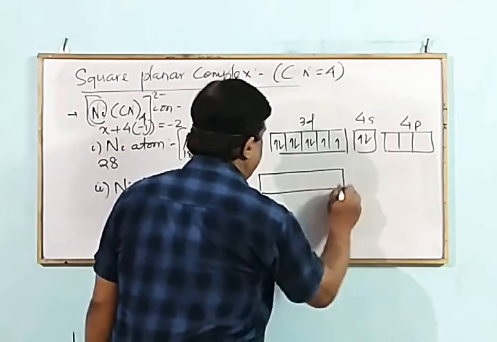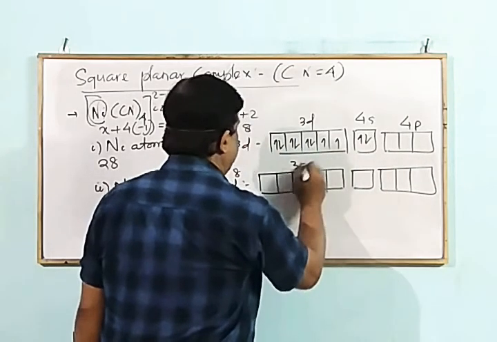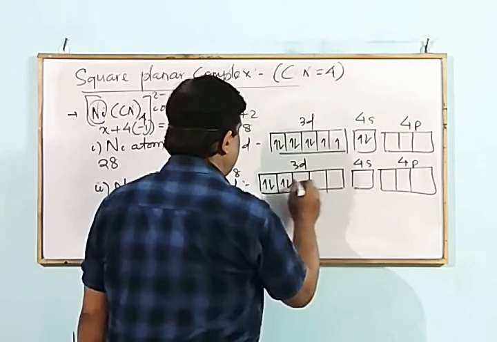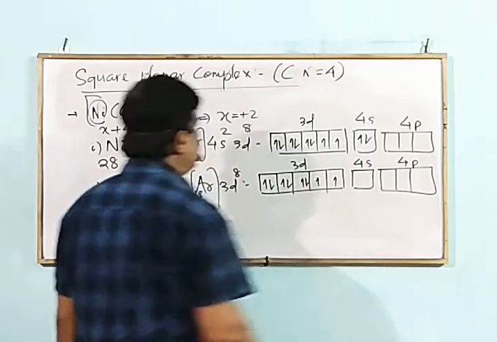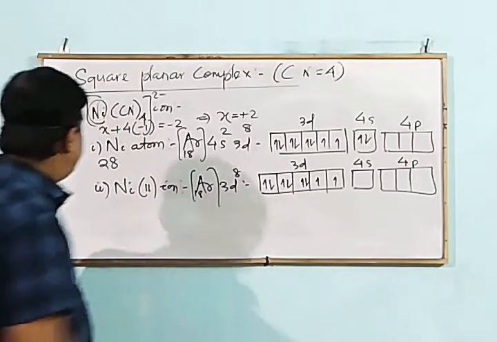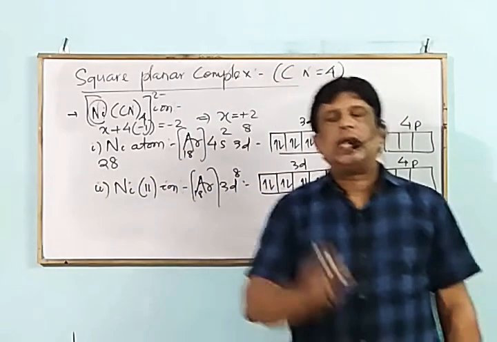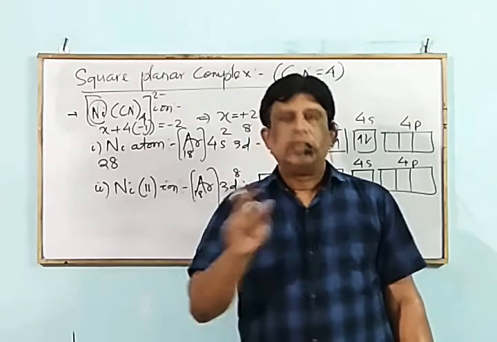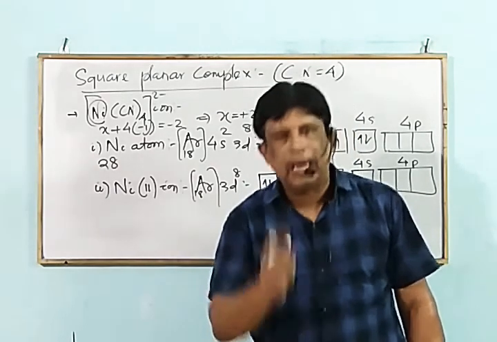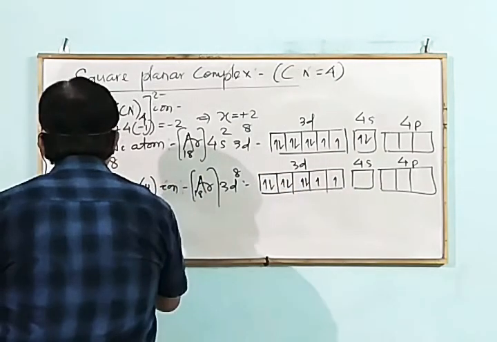The expected box-like diagram: 3d, 4s, 4p, 1, 2, 3, 4, 5, 6, 7, 8. Mark that. So from this formula it is clear that the cyanide ion is the strong field ligand. So we know that if there is approach of a strong field ligand, the unpaired electrons present in the inner d orbital, that is the n-1 d orbital, get paired off against Hund's rule. So mark that.